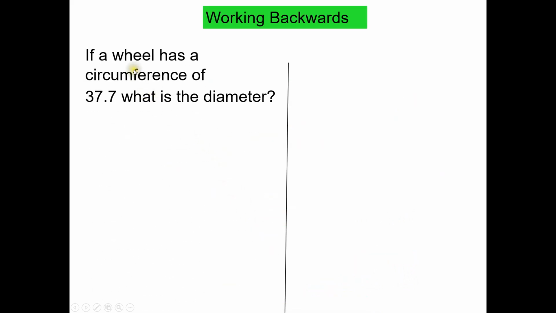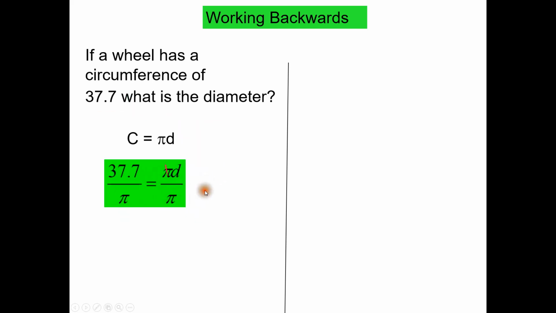All right. Working backwards. If they give you the circumference, what's the diameter? There's a circumference formula. Look on the formula chart at the top, and there's a formula that has pi d in it. We're trying to find the diameter. They give us the circumference, so you plug it in for c. And then to get diameter by itself, you have to divide by pi, and this divided by this will give you 12 for the diameter.